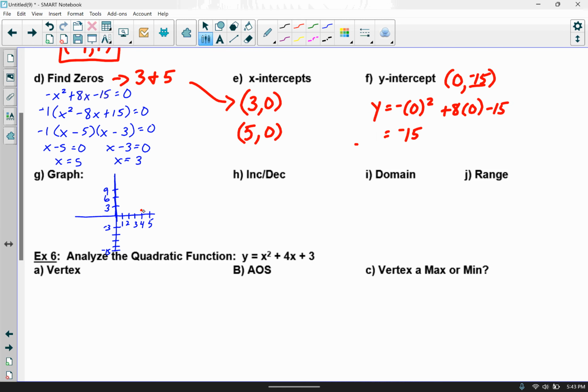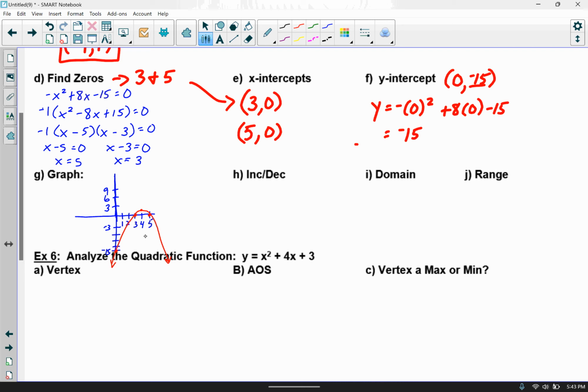Okay, I have x-intercepts at 3 and 5, and I've got a y-intercept down here at negative 15. That gets you a rough sketch. It looks like that. And you've got that axis of symmetry of x equals 4 that would cut it right in half if you wanted to plot that in as well, but we're fine here.